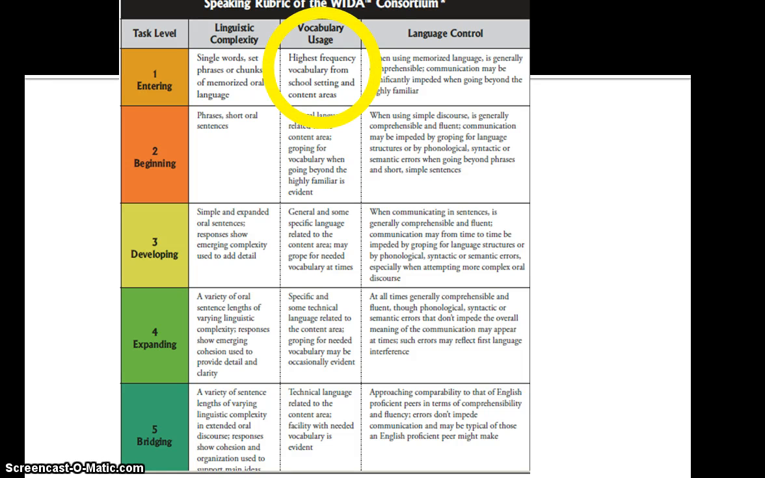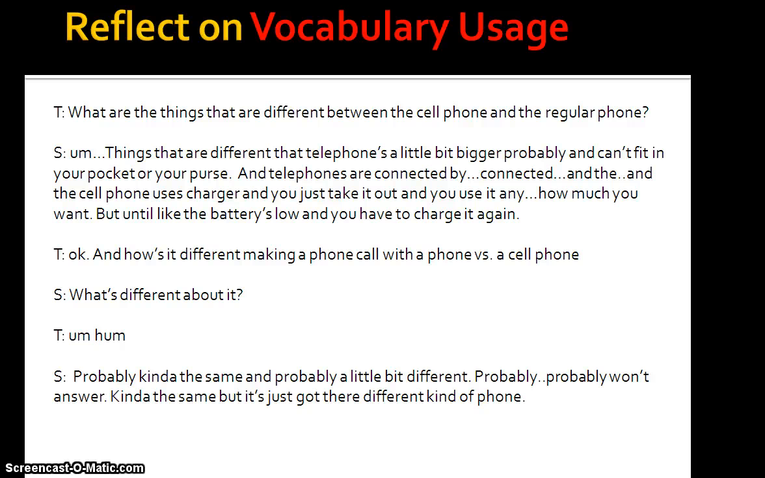Now that we've discussed linguistic complexity, we can move on to vocabulary usage. Remember, with vocabulary usage, we're thinking about is the language general, specific, or technical, or somewhere in between. Take a look at the script again and pause at your convenience to reflect on what you notice about the student's vocabulary. Keeping in mind that vocabulary isn't always just one word. It may be a short phrase related to the content area.